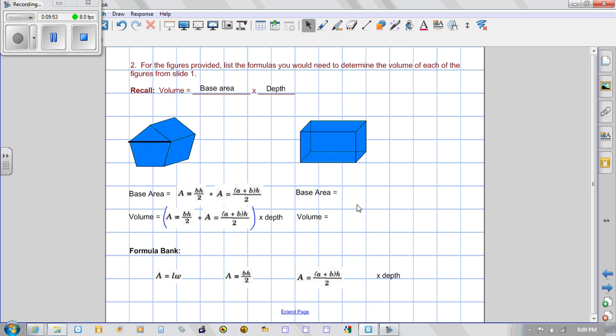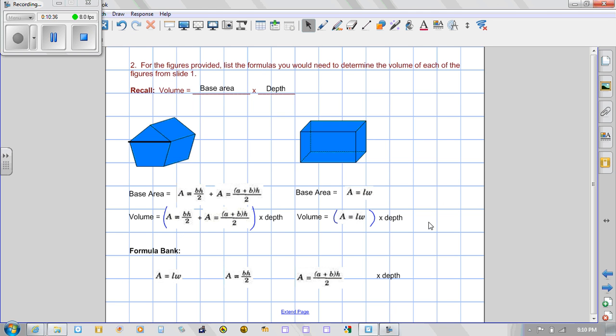Okay? And before this video ends, let's determine what formulas are necessary for the volume of this rectangular prism. So the base area, depending on what side you want to use, well, they're all rectangles. So the area of the base would be length times width. Okay? And from there, we would have to multiply that by the depth. Okay? So we would first calculate length by width for the base, and then multiply it by the depth.